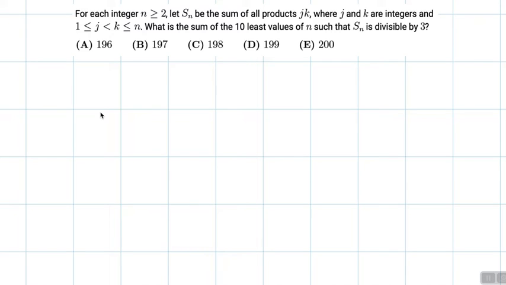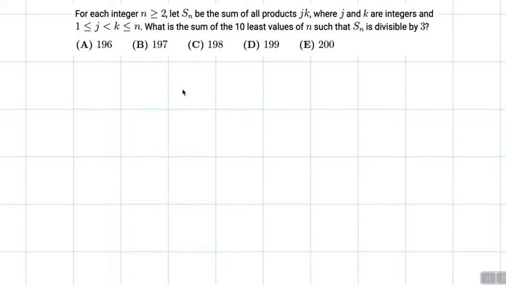For each integer n greater than or equal to 2, let S sub n be the sum of all products jk, where j and k are integers and 1 is less than or equal to j, j is less than k, and k is less than or equal to n. What is the sum of the 10 least values of n such that S sub n is divisible by 3?